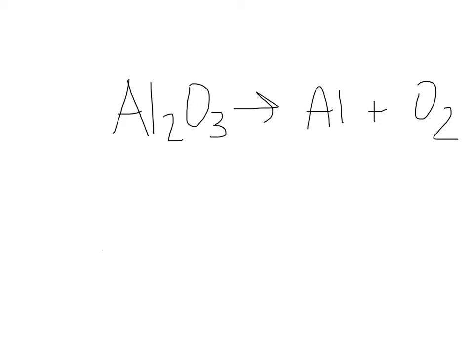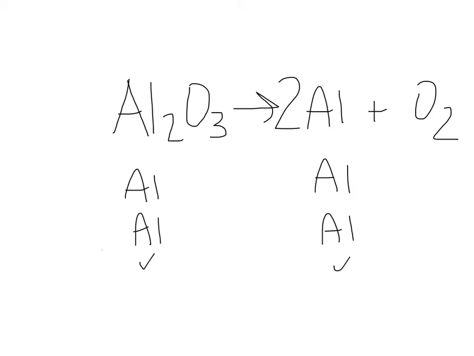On this side, I've got 2 aluminums. On this side, I've only got 1. Okay, so easy enough. I'm going to put a 2 there so that now I've got 2. Great, those balance. Okay, so on this side, I've got 2 oxygens here, and I've got 3 over here. Okay, so this is tricky. You have to put a coefficient in front that's going to get it to balance.